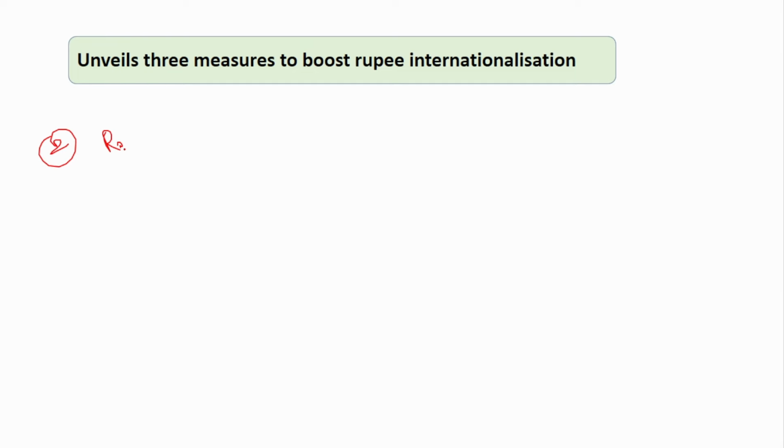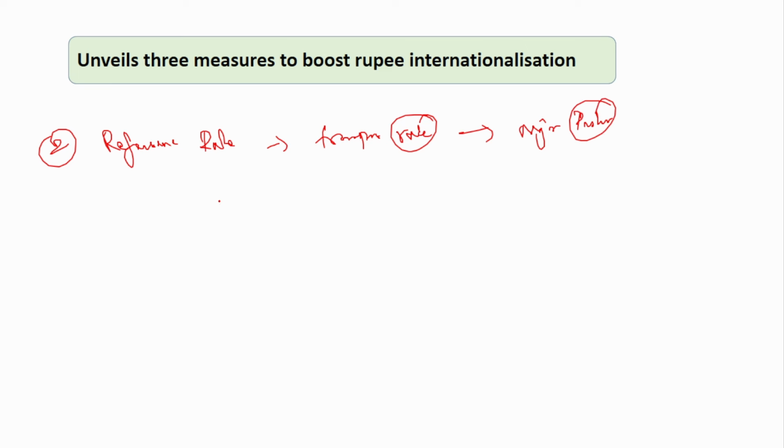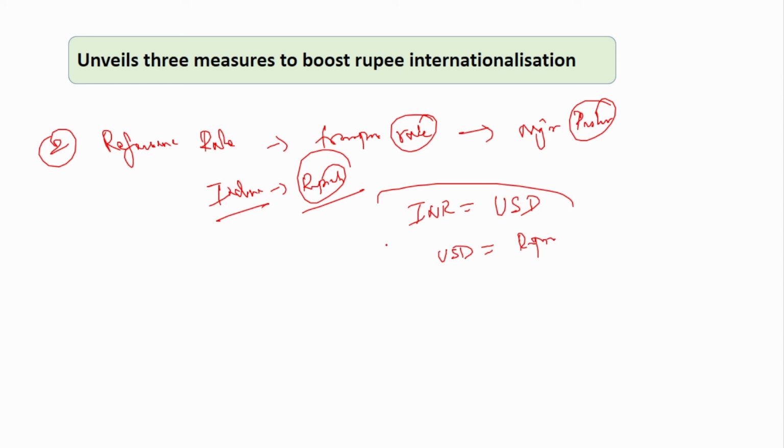Next is reference rate. RBI is planning to establish a transparent reference rate, or transparent Forex rates, for countries that are major trade partners for India. Say, suppose the Indonesian rupiah: there is no direct conversion rate between our INR and the Indonesian rupiah. So if you want to convert our rupee into rupiah, it will be INR to USD and then USD to rupiah. This is how cross conversion will take place.